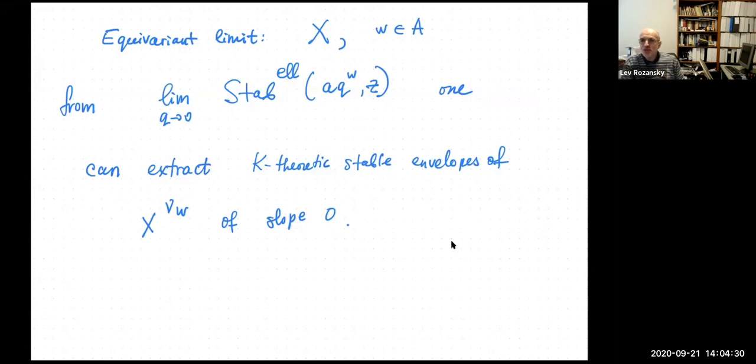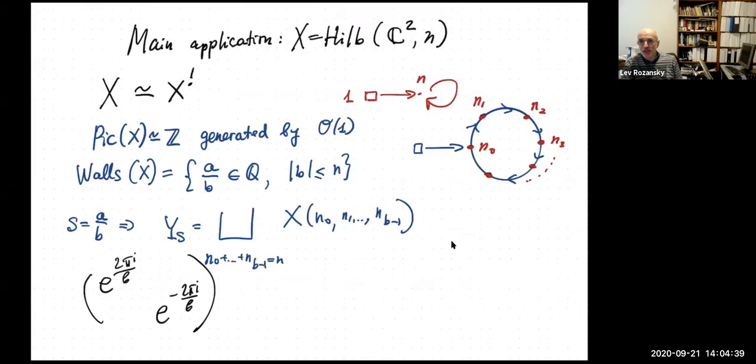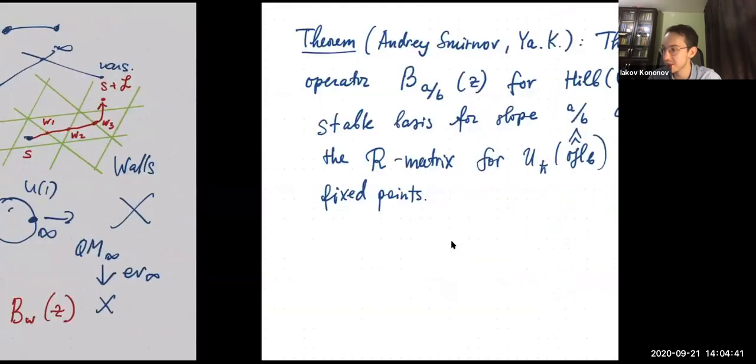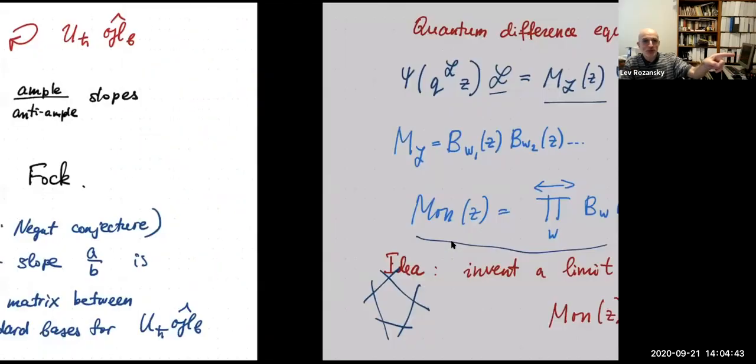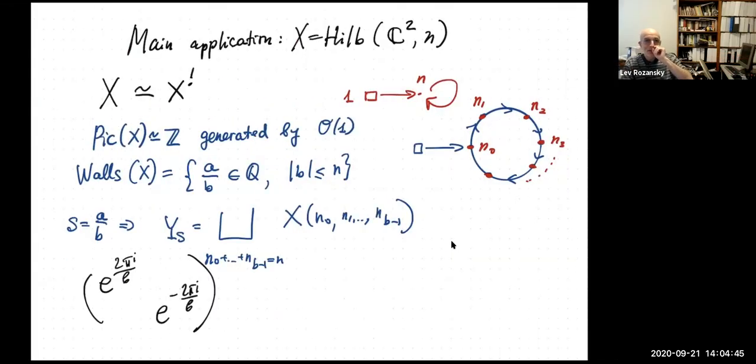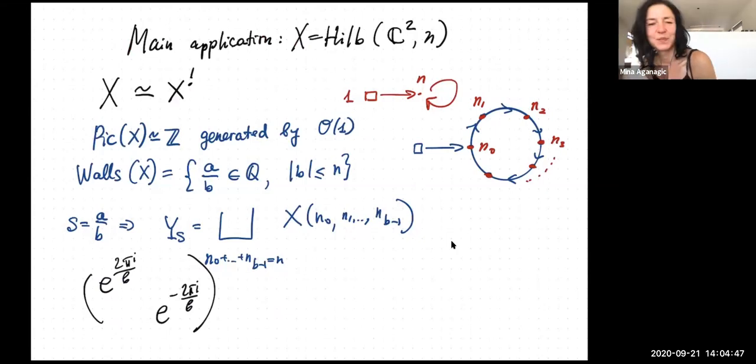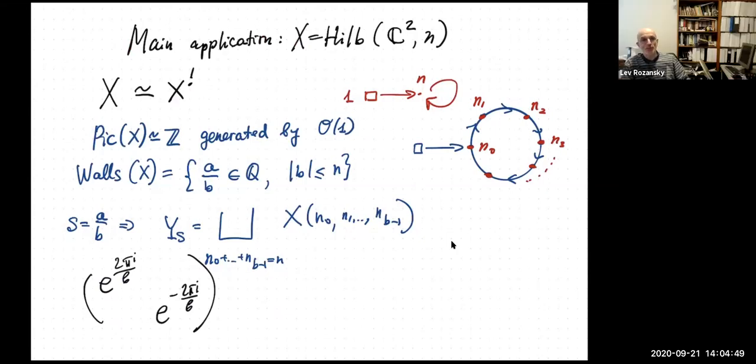Yakov, may I ask you to explain again your simple example? So you said that you have a Hilbert scheme and you consider slope A over B. Yeah, the previous one, if you go back 2 steps. How about you explain this in detail? Here. Yes. And then somehow you relate B to the rotation of C2 over which the points live.